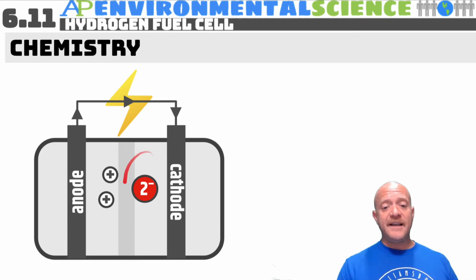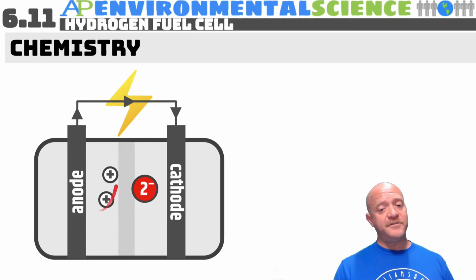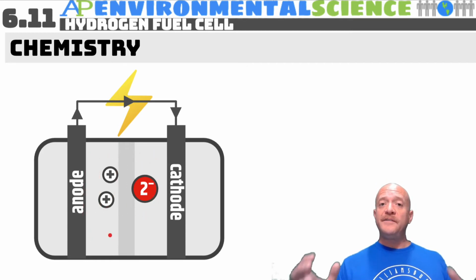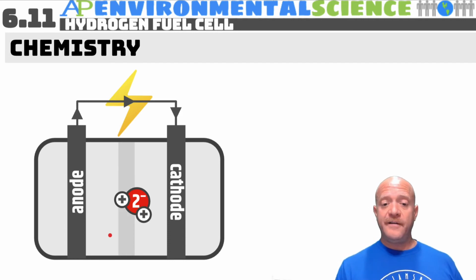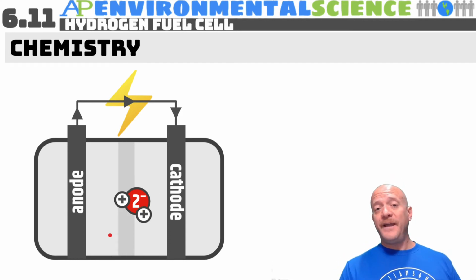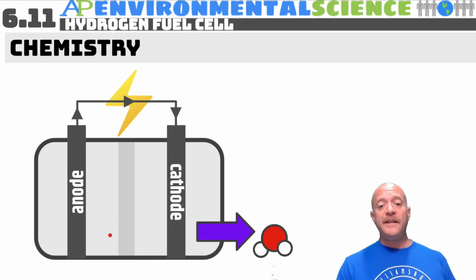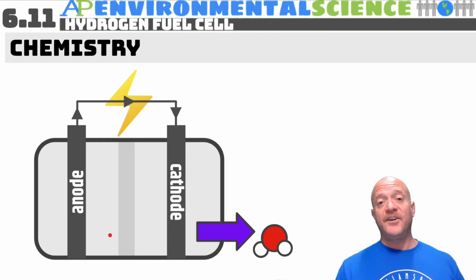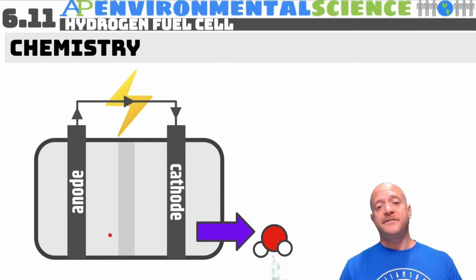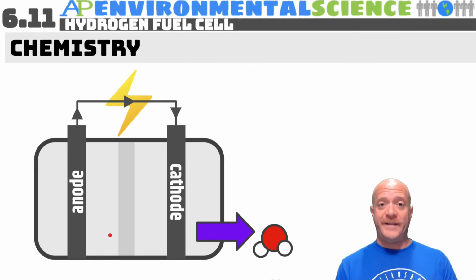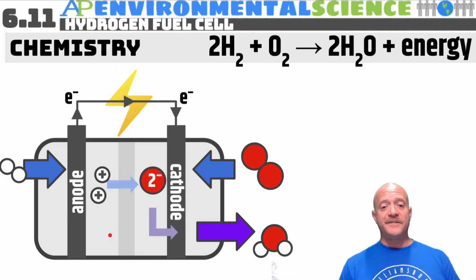And now that oxide ion and those 2 protons, or those 2 H pluses, are going to be attracted to each other. And guess what? When you have 2 H's and an O, you get water. And the water will leave as exhaust. So water is a waste product from this fuel cell. In fact, water is the only waste product from a fuel cell.